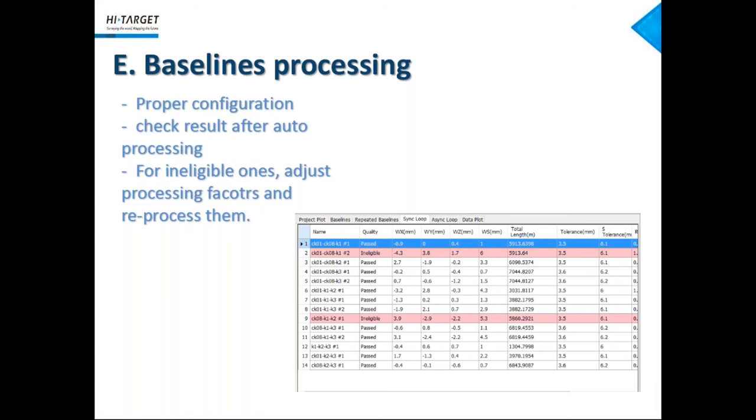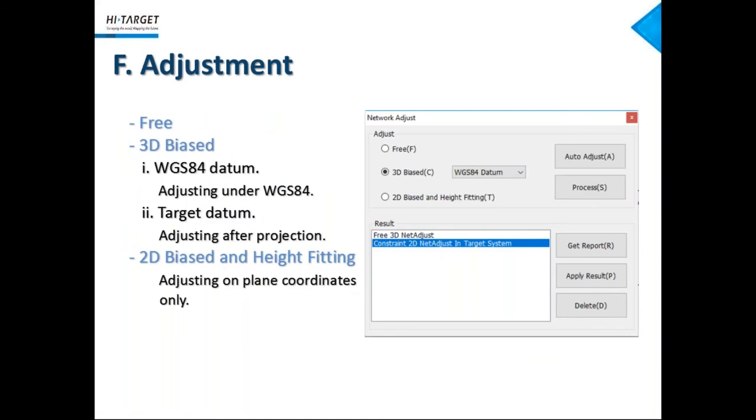Once we get all baselines passed, the last process starts from adjustment. Then we do start adjustment. Just choose anyone you like or just click auto adjust to get all types of adjustment carried out automatically. So far, we really finished the data processing work and could take a deep breath now.